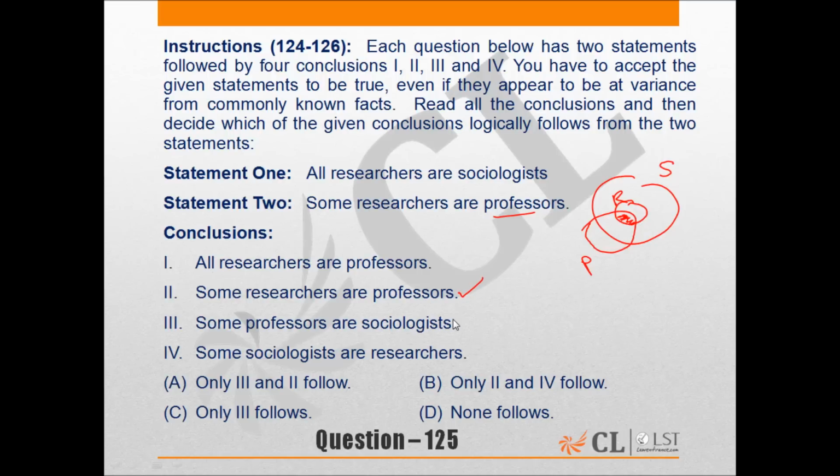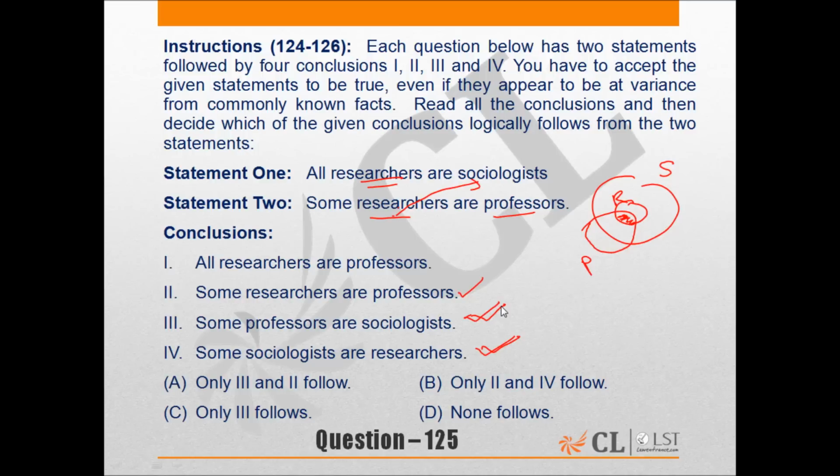Some professors are sociologists. All researchers are sociologists, and some researchers are professors. So those researchers which are professors, even these researchers have to be sociologists, because every researcher has to be a sociologist. Hence, those researchers which are professors will also be sociologists. Hence, some professors are definitely sociologists. Hence, 3 also follows. Some sociologists are researchers, yes. If all researchers are sociologists, then certainly there is something common between these two sets. So 4 also follows. Now 4 also follows, but if you look at the options, none of the options mentions that 2, 3 and 4 follow.